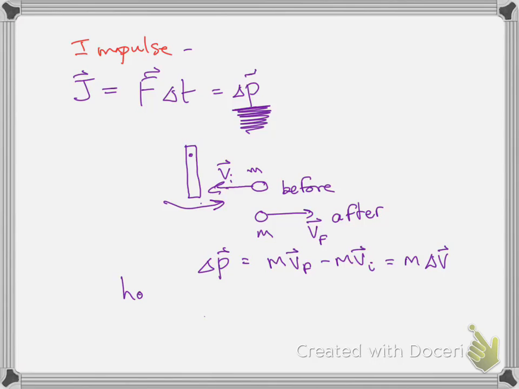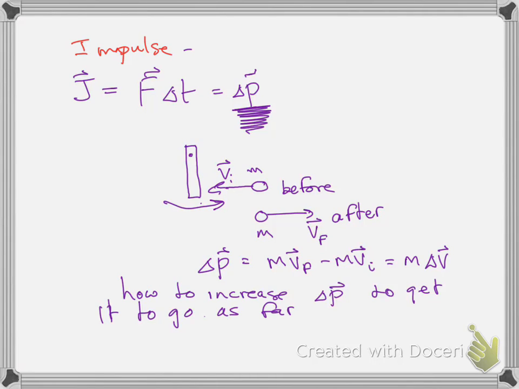How do we increase delta p? This really is important for a soccer player, a baseball player, anybody playing a ball sport where you want to hit a ball. We want to know how to make delta P as big as possible. Well, we want to look at the impulse that we're exerting on the ball. What does it mean to exert an impulse on the ball? We're exerting a force for a certain amount of time.